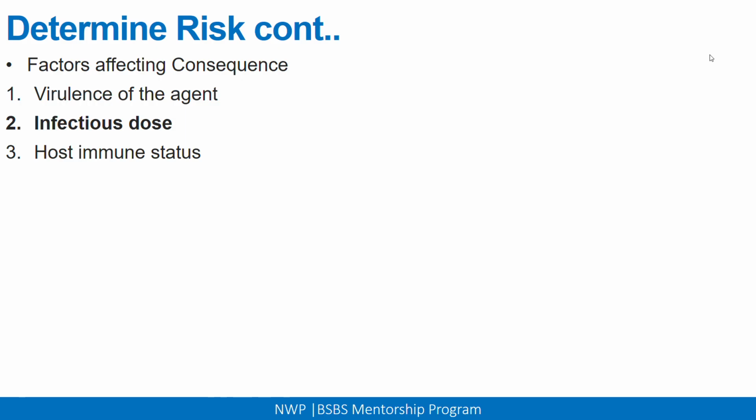Host immune status. How healthy are you at the point at which you get exposed to this agent? If you are immunocompromised at that particular point, it means that even the infection that you get after being exposed to these biological agents will be more severe as compared to someone who's really healthy and not immunocompromised. So how healthy you are, or how your immune system is, will largely contribute to the severity of the disease.